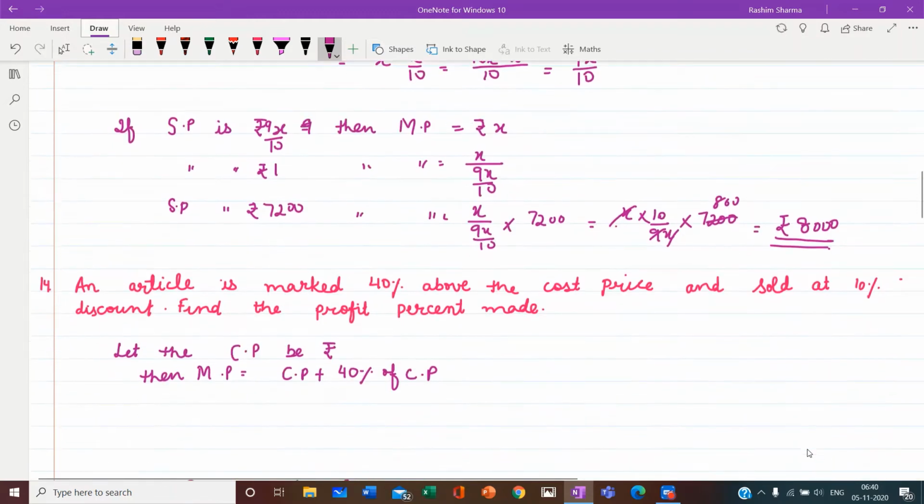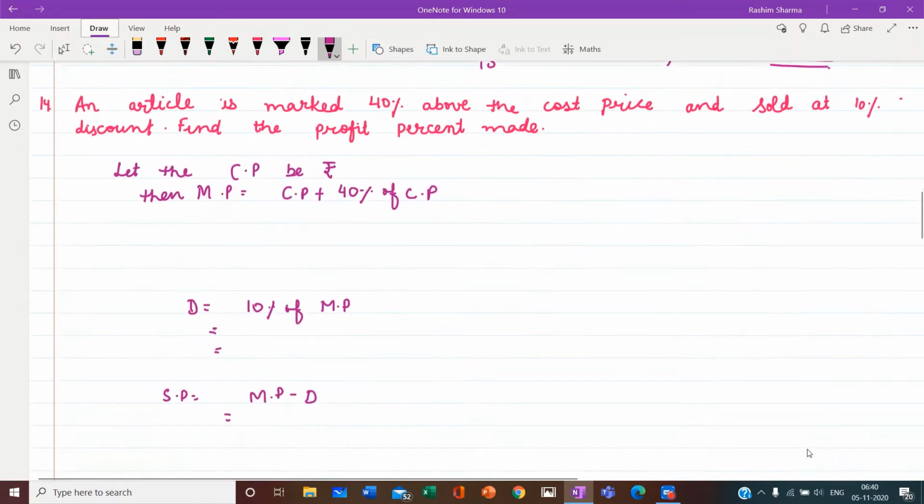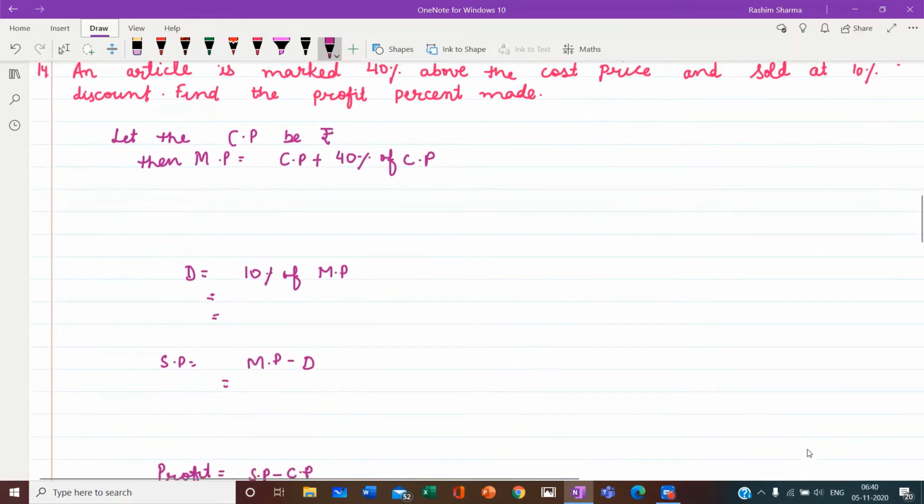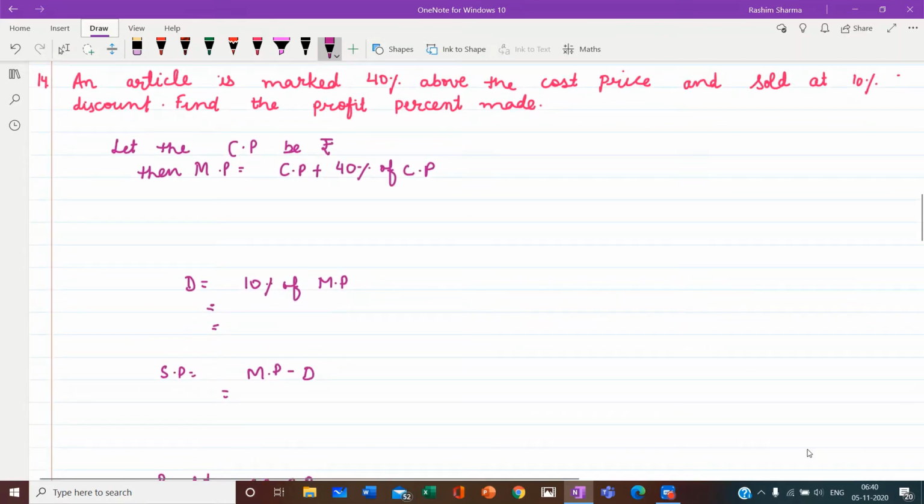Now question number 14 is, an article is marked 40% above the cost price and sold at 10% discount. Find the profit percent made. Now it is marked 40% above the cost price. So we will have to suppose cost price. Let the cost price be rupees X. Then it is marked 40% above it. It means in the cost price 40% of it is added. Okay, so when we will solve it, it is 40 on 100x.